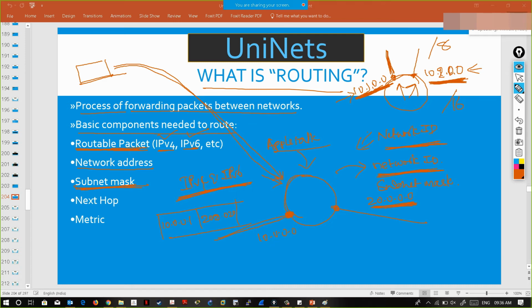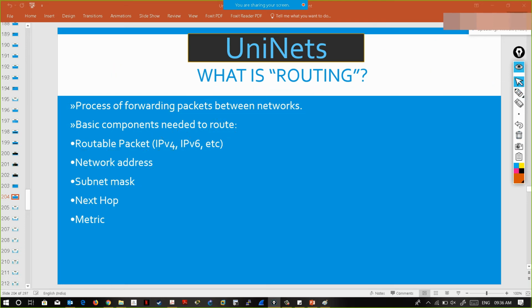Based on this subnet mask, the router will check the destination IP, and it does an AND operation. According to that it will calculate through which interface it should go out, and then the next hop.